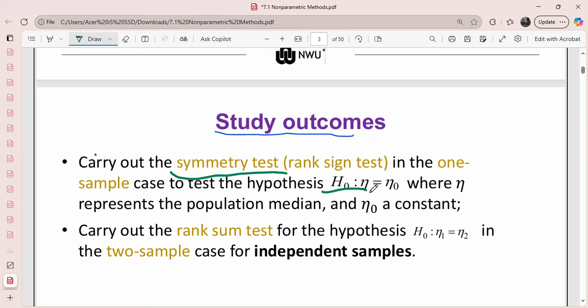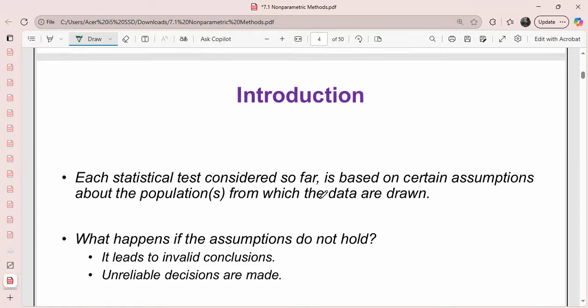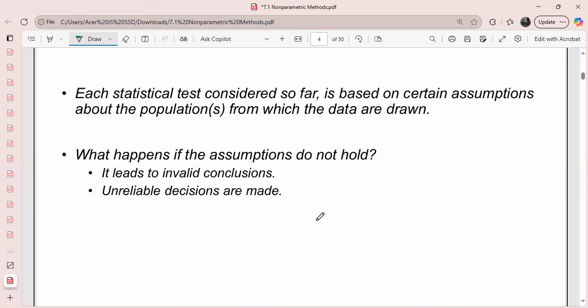So here, to test the hypothesis, this symbol stands for the population median. And if we use this symbol with the 0, it means that it's a constant. So remember, this symbol stands for the population median. Okay, and again, we also carry out the rank sum test for the hypothesis where we are dealing with 2 samples. This one is the 1 sample case, and this one is the 2 sample case. When we're dealing with the 2 sample case for independent samples, the population median 1 will be equal to population median 2. Okay, let's just look at maybe examples.